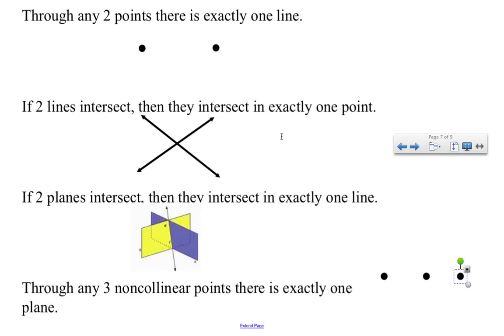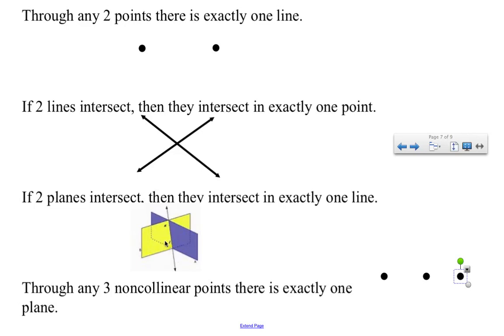If 2 lines intersect, they intersect in exactly 1 point. That point right there. That makes sense. If they intersect, then that's where they intersect, only in 1 place. If 2 planes intersect, then they intersect in exactly 1 line. I kind of have a picture here. That's kind of a 3D idea.